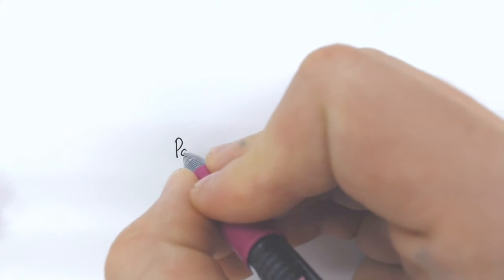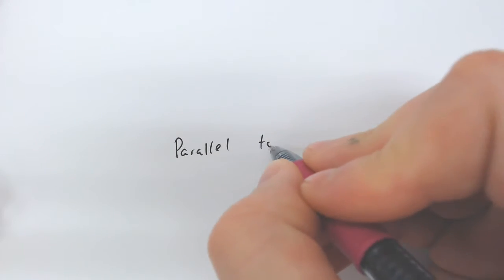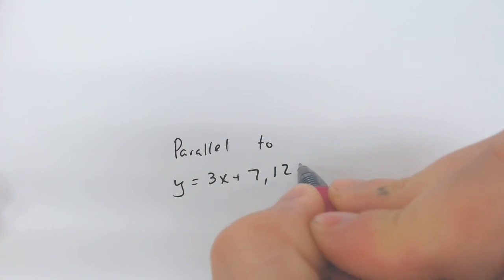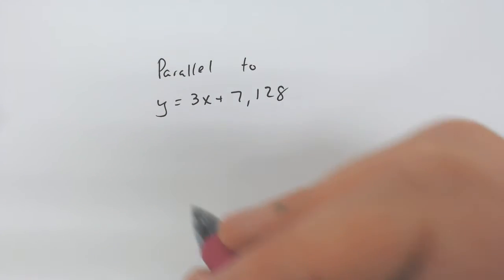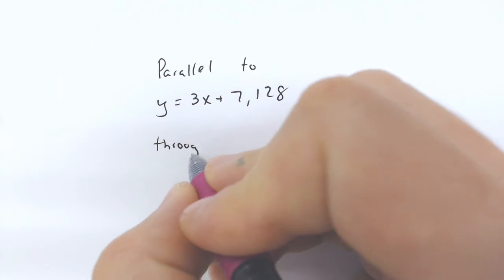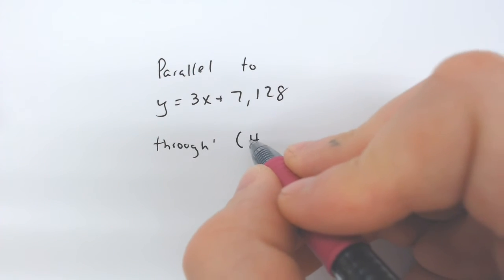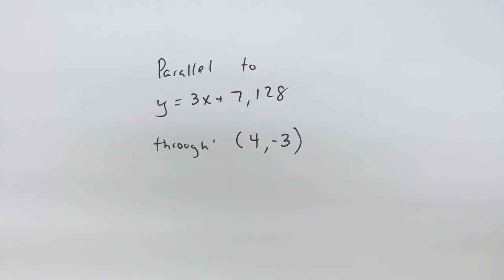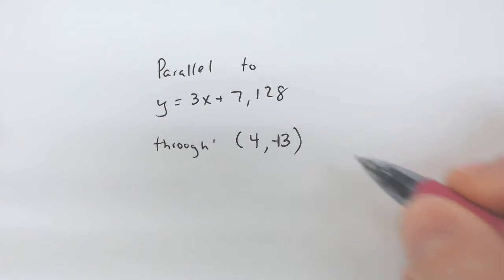We're going to do two more quick examples, and on both of these examples, we're going to do the same thing that we just did, but we're going to just take it a little bit further. So let's say that I wanted to write an equation of a line that is parallel to y equals 3x plus 7, and I want it to go through the point 4, -13.